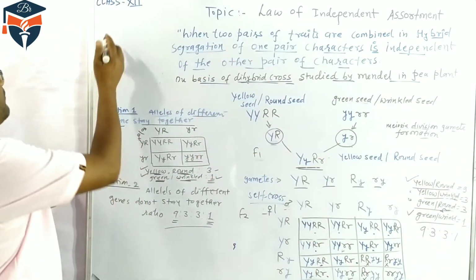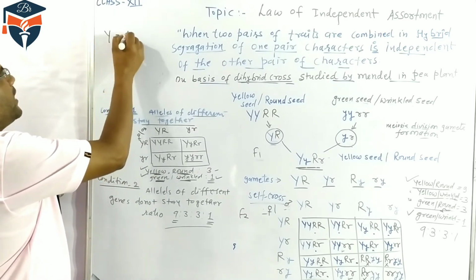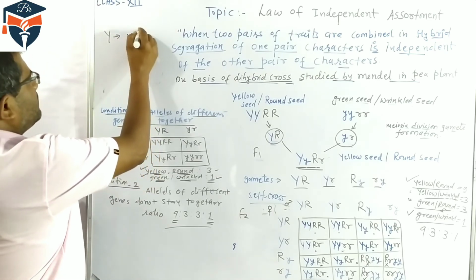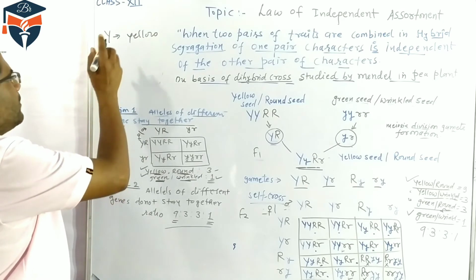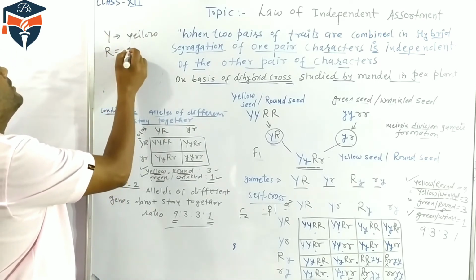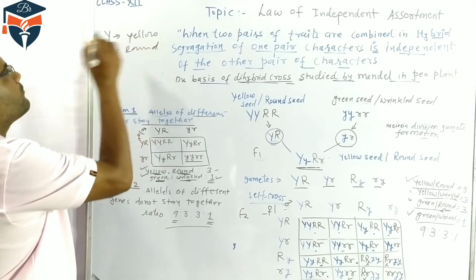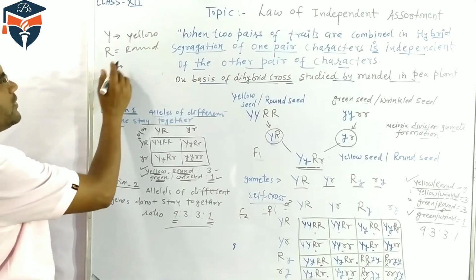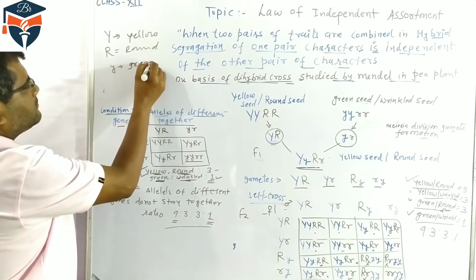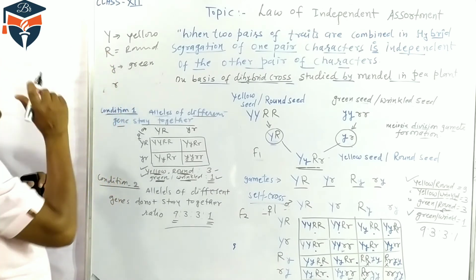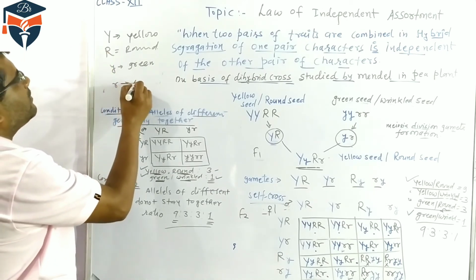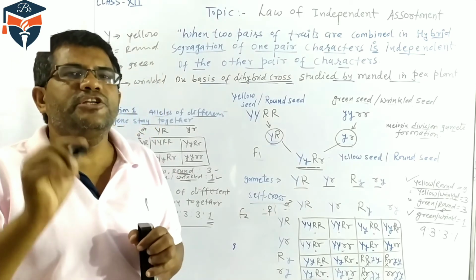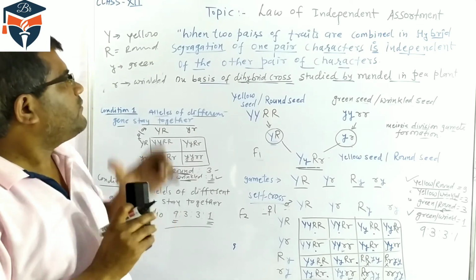It means overall what? If capital Y is present, it will be the yellow seed. If the capital R is there, then it will be the round seed. If capital Y is absent and only small y is there, it will be the green seed. And if capital R is not there and small r is there, that will be the wrinkled seed. It means that each allele expresses its character independently, and this is the law.